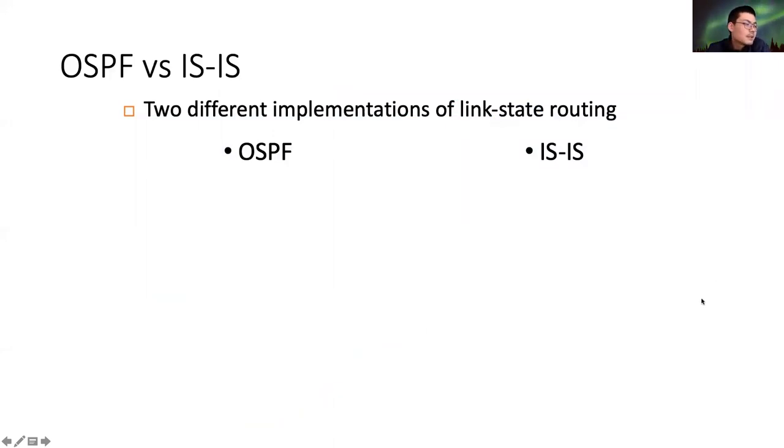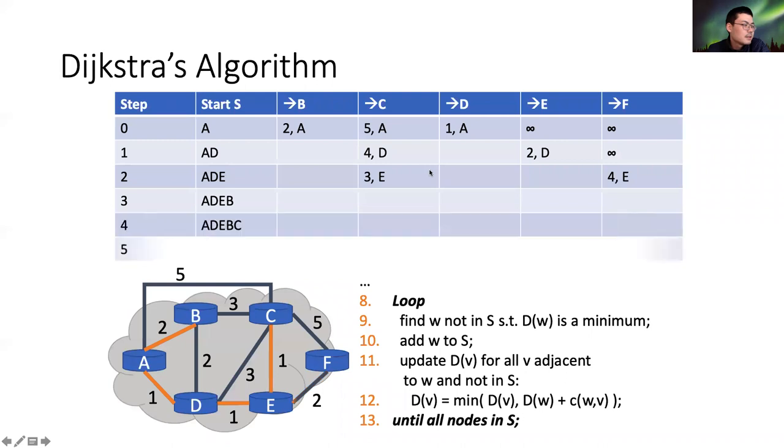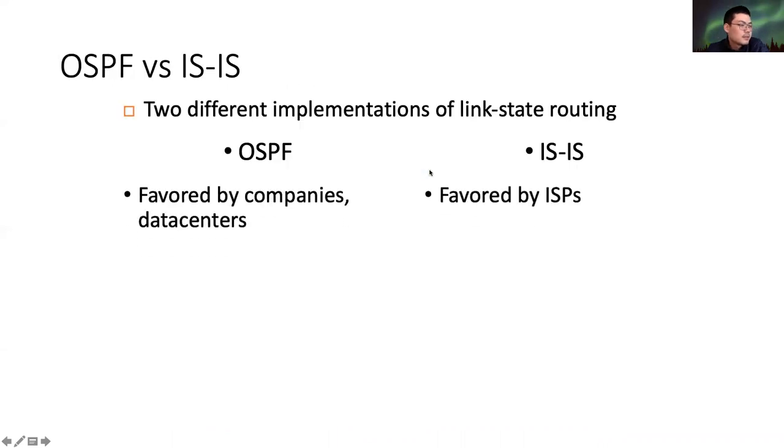All right, so let's take a comparison with OSPF. There's another solution called ISIS. Both of them are link state routing, but there are some differences. We just described OSPF, but ISIS and OSPF are both based on this link state idea.